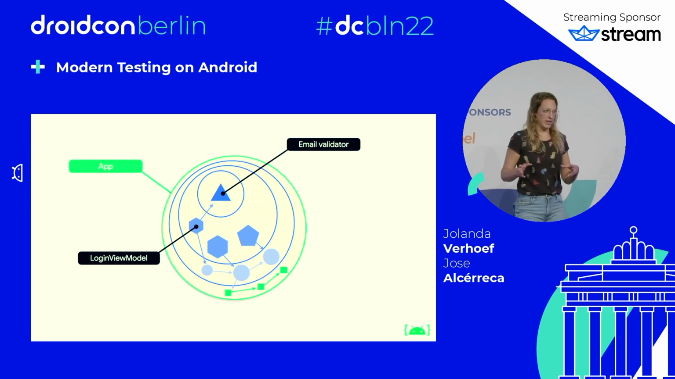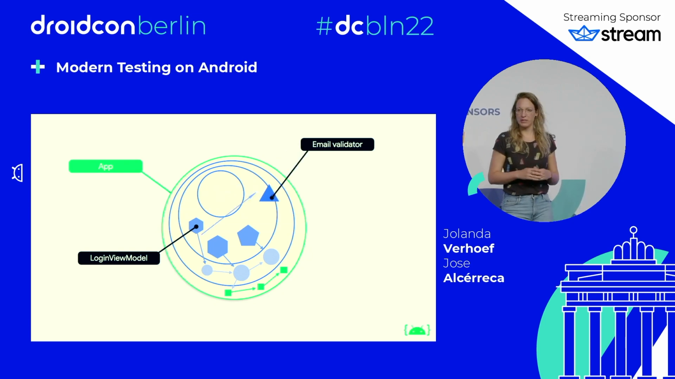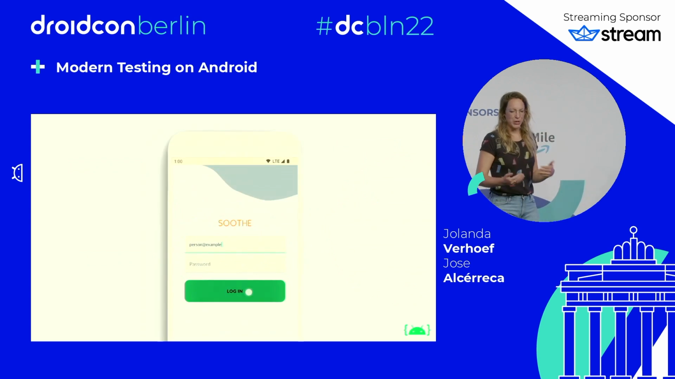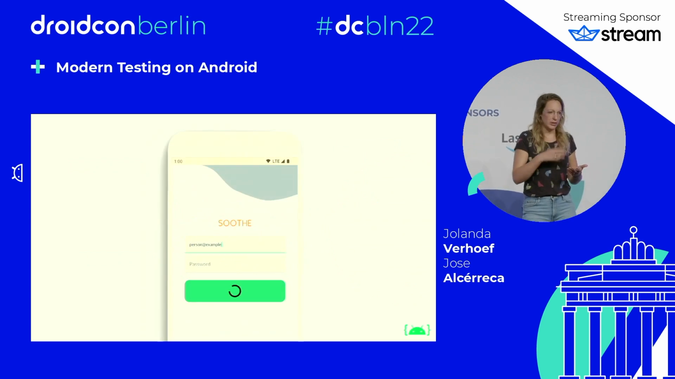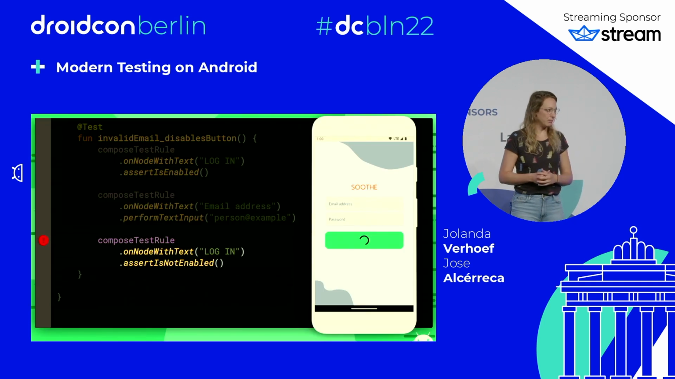Remember our email validator from the beginning of the talk. We decided we don't really want to risk any more bugs with it, so we decided to move it to our server. And now we also changed our app so that it shows this little loading spinner while it is validating the email and before it's showing the error.